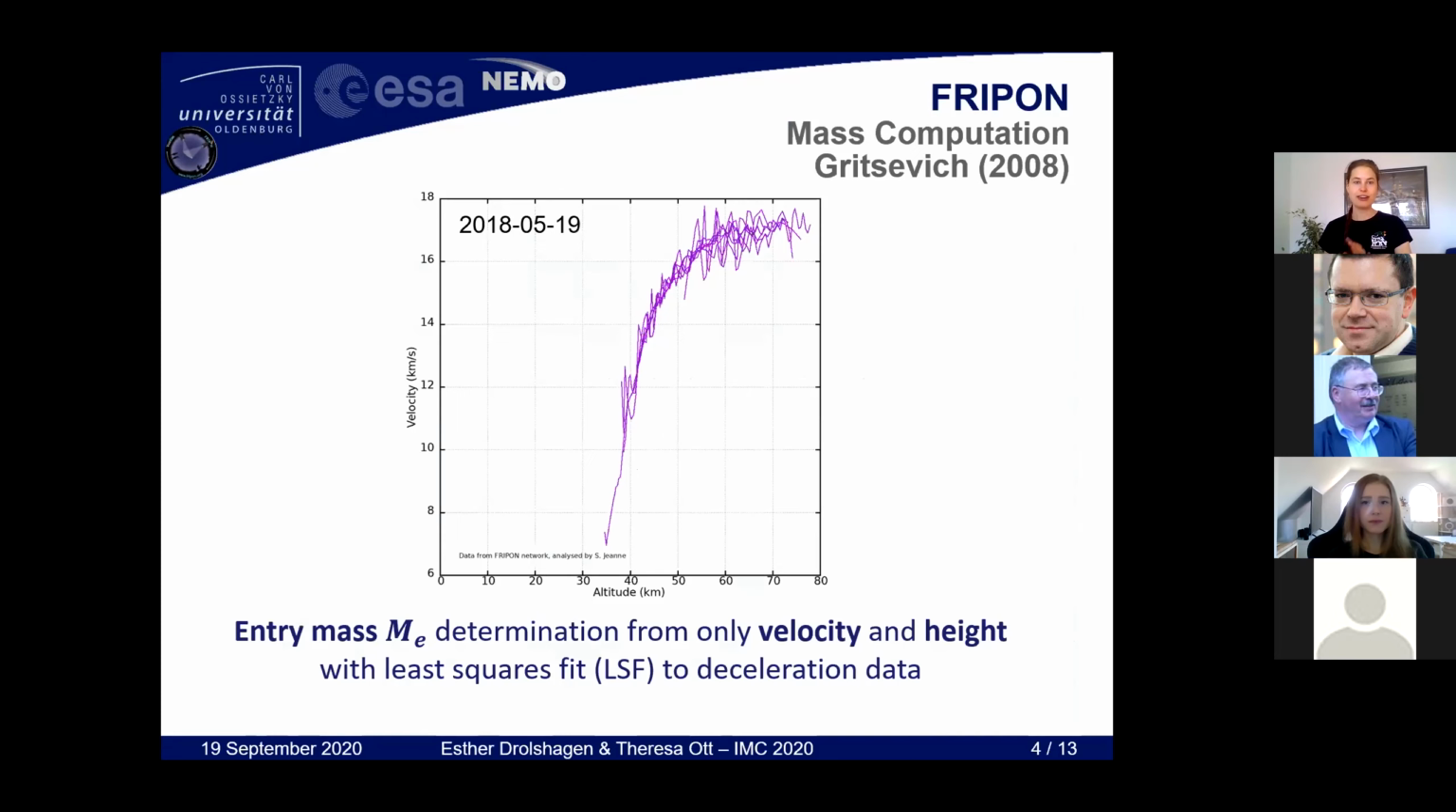So how do we find the right luminous efficiency? Well, it's usually used to calculate the meteoroid mass. So we thought, how about we look at it from a different angle, from behind. We used data where we could determine the meteoroid mass very well, and then see what the luminous efficiency would be. Here you see some data from the Fripon network, where we have very nice velocity and height information of meteoroids. With this we can use a least squares fit to the deceleration data and calculate the entry mass of an object.